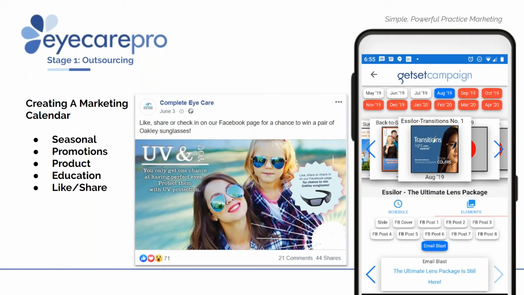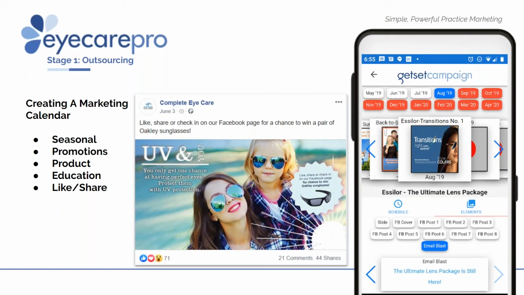I would say that messaging shouldn't necessarily only be on your social media platform. It could be emails, in-office material as well, but you should definitely have an ongoing messaging and marketing calendar geared towards covering those messages. Now, in addition to that marketing calendar, which would be seasonal, promotional, product related, and education, you also want to have an ongoing like-share campaign.